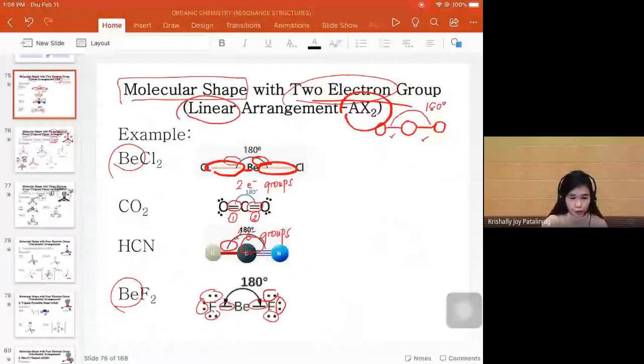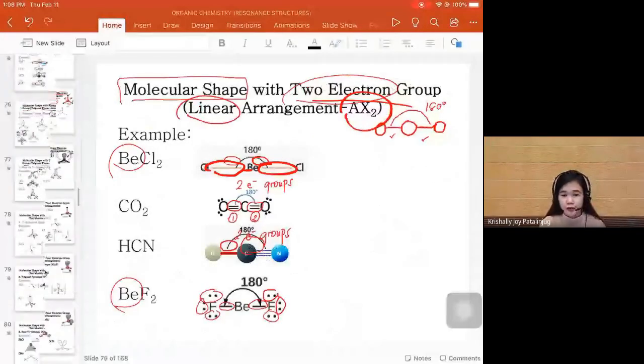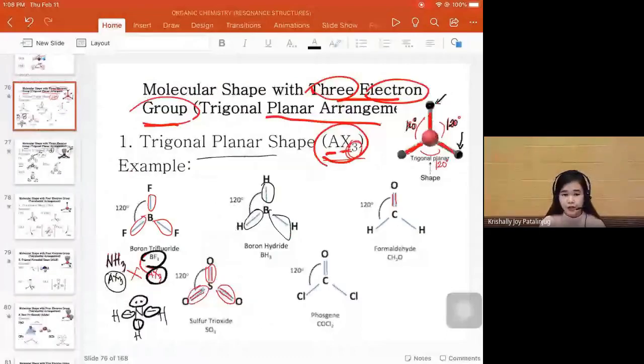Also, the three electron group arrangement and its possible shapes. Again, when two electron groups surround a central atom, that will give rise to a linear shape. It is always linear, as long as there are only two electron groups that surround a central atom. That is the minimum number of surrounding atoms on a central atom, two, so the shape is linear.